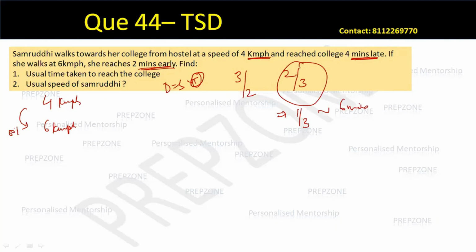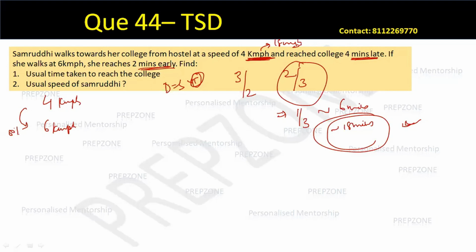So this 1/3 ka decrease basically corresponds to 6 minutes, which means if I take 1 unit, it will be what? 18 minutes. Okay, it will be 18 minutes. And now this is the net time taken at a speed of 4 kilometer per hour, which means usko 18 minutes lagte hain. And it is given to me ki 18 minutes.